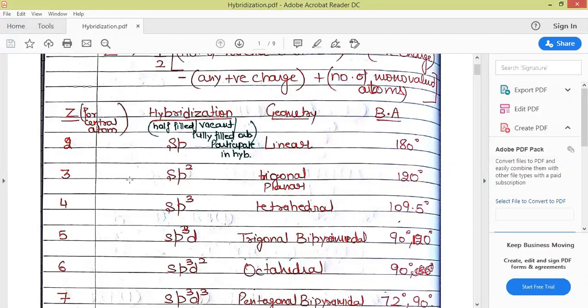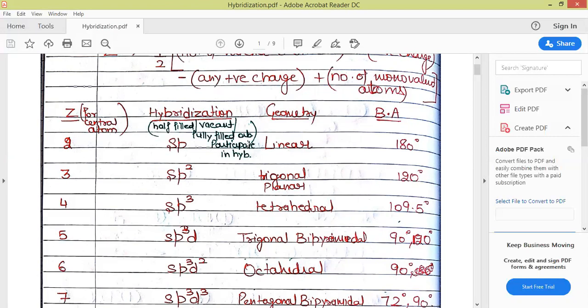If Z comes out to be 3, 3 orbitals will participate, that is 1s and 2p. Geometry is going to be trigonal planar. Bond angle is going to be 120 degrees. Here I would like to mention that while undergoing hybridization, any orbital can participate, whether it is half filled, vacant, or fully filled. All types of orbitals belonging to the central atom can participate, as only the orbitals belonging to the central atom undergo hybridization.